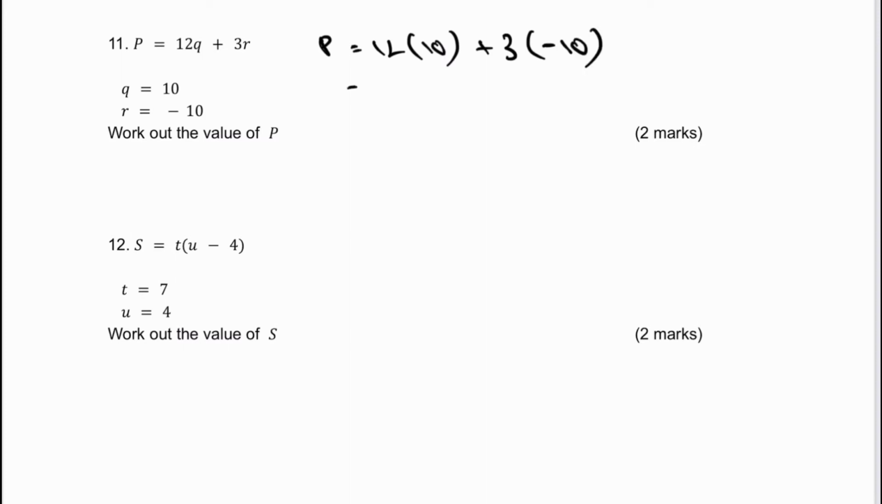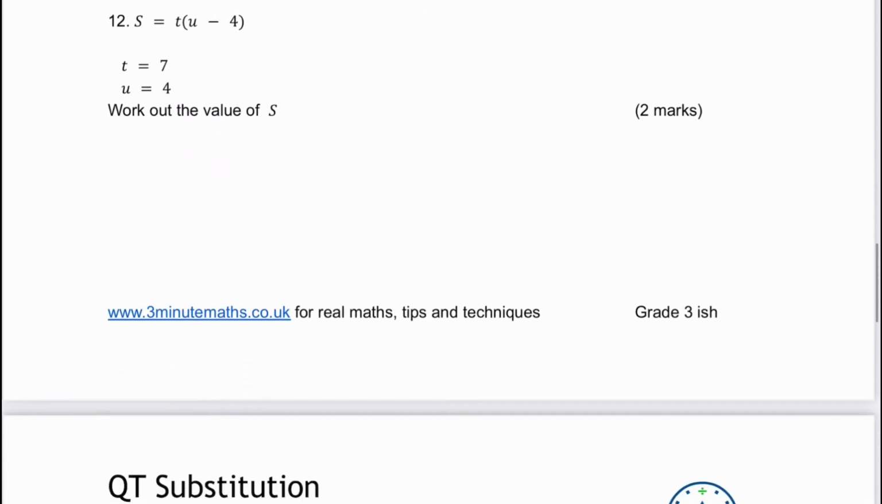Okay, so 12 times 10 is 120, and then I've got plus 3 times minus 10 is going to be minus 30, because a positive times a negative is going to be a negative, so therefore that's going to give you a value of P of 90, and that will be the answer to that particular question. Okay, let's move on then to question number 12.